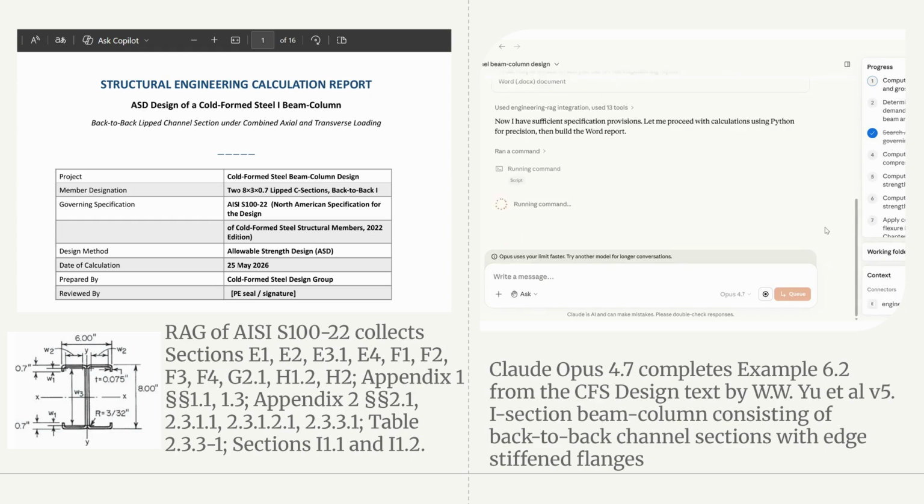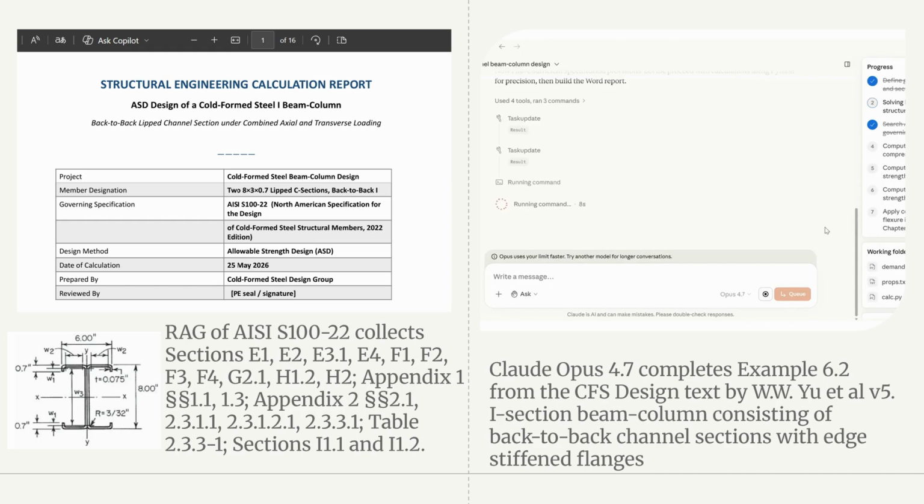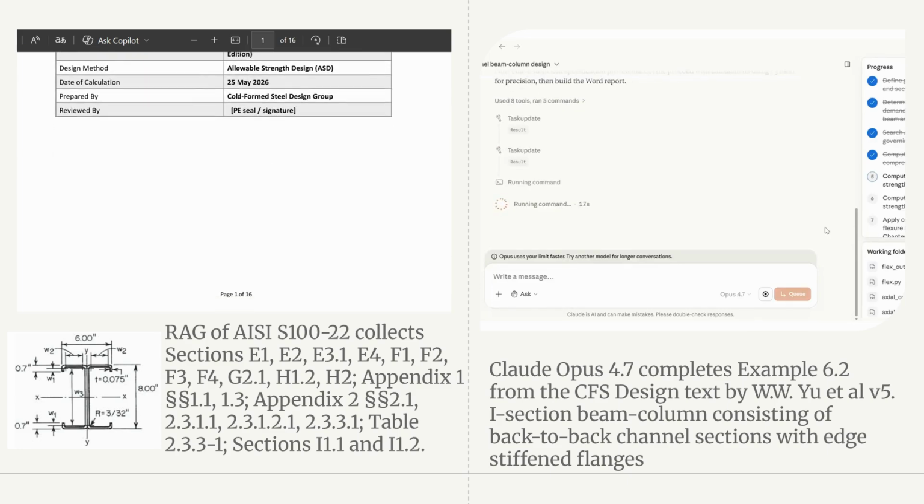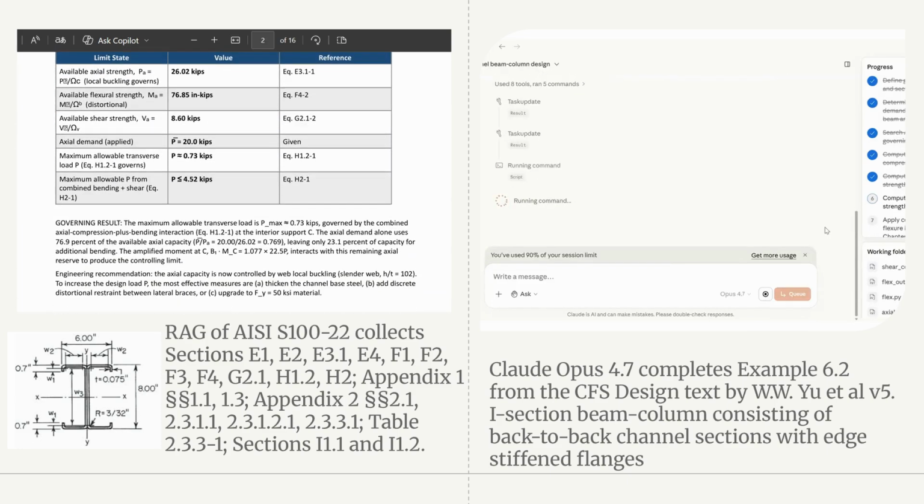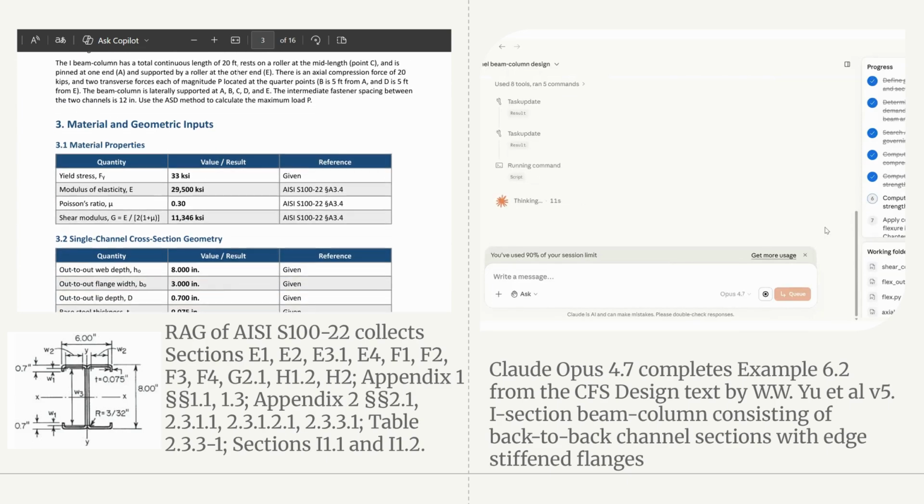This is example 6.2 from the seminal cold-formed steel design text by Yu, LaBoube and Chen, 5th edition. Claude gets a design load P of 0.73 kips, while the solution in the textbook is 1.1 kips. The report begins with an executive summary and problem statement, then the material and geometric properties are established.